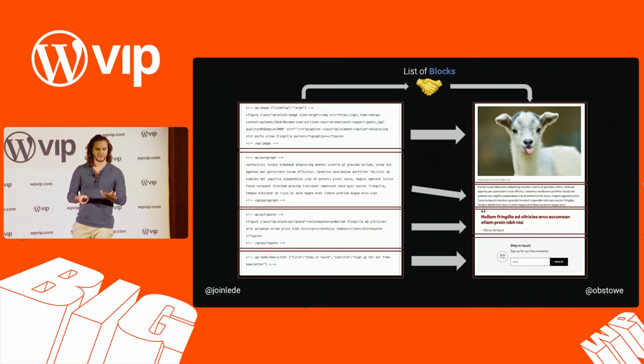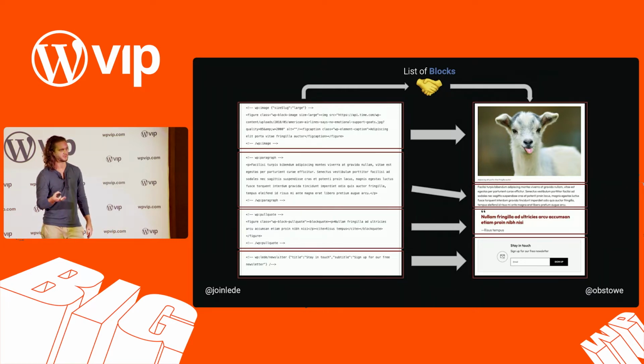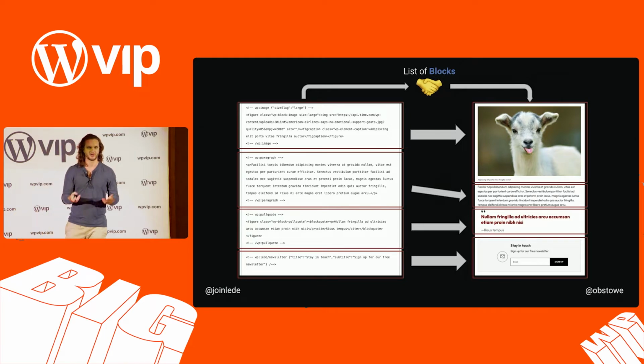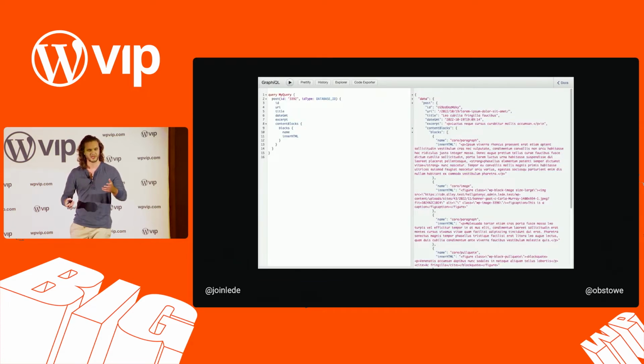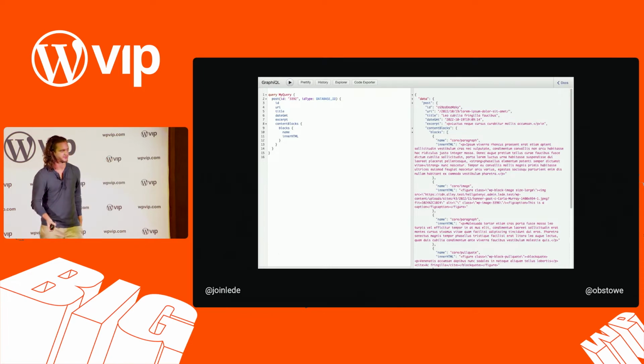So an example of this is Lede's newsletter block. By rendering this with a custom React component, it lets us connect to our email service provider, and when a customer tries to sign up, we can give them real-time feedback about whether or not that succeeded without reloading the page. Here's an example of what a GraphQL JSON response looks like.